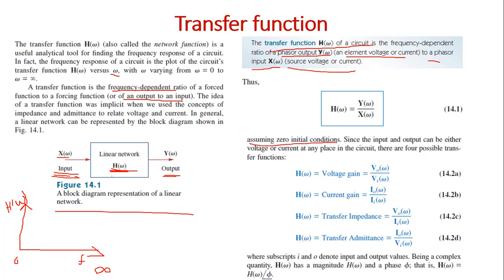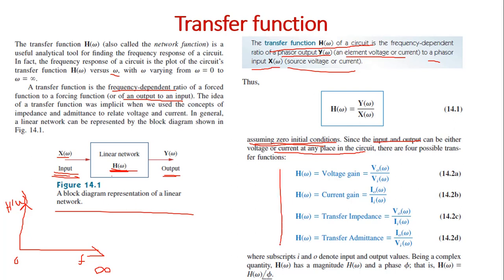This is a very important point. The transfer function is actually defined as the ratio of output by input at zero initial conditions. So this is the definition of the transfer function. Since input and output can be either voltage or current at any place in the circuit, there are four possible transfer functions.